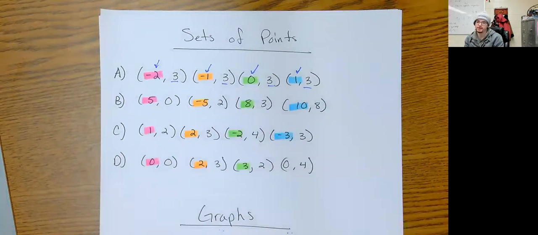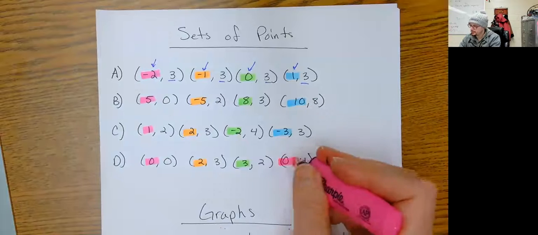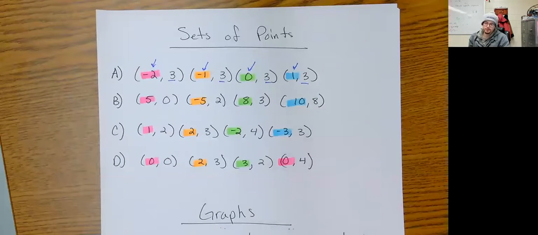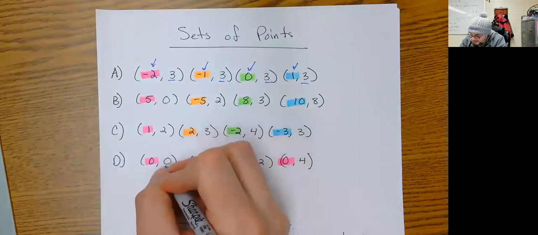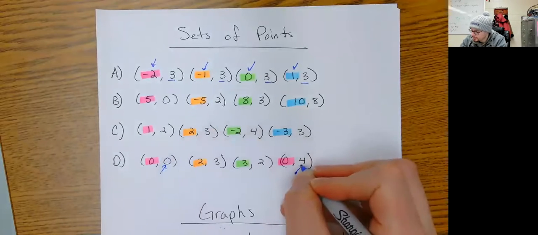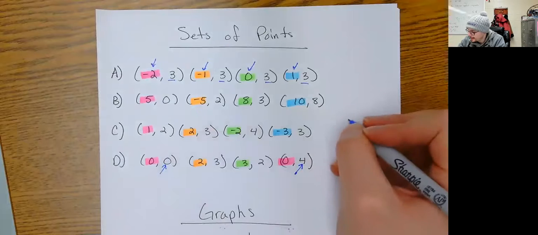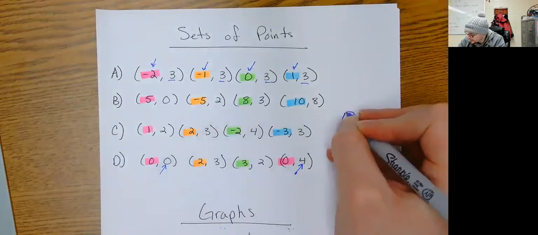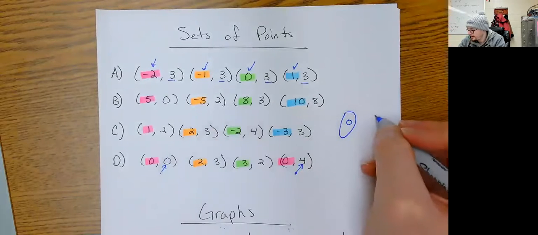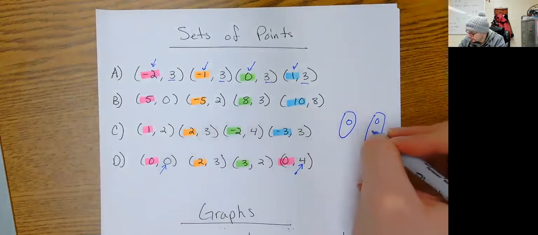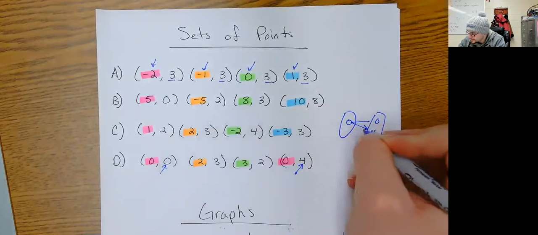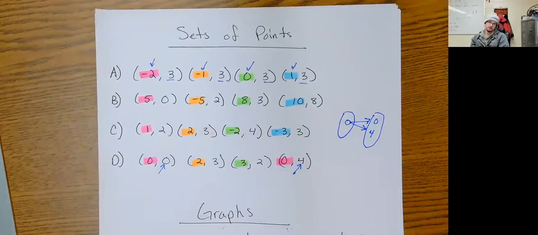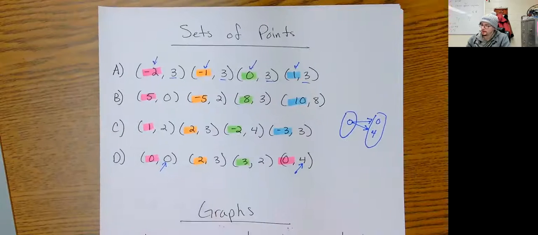Uh-oh, here's an issue. 0, 0. This says that 0 goes to 0 and that 0 also goes to 4. Basically what that's saying is if you had a mapping diagram and you had 0 over here and over here you had 0 and 4, this goes to 2 different Y values, which cannot happen. Cannot happen. So this is the one that is not a function.